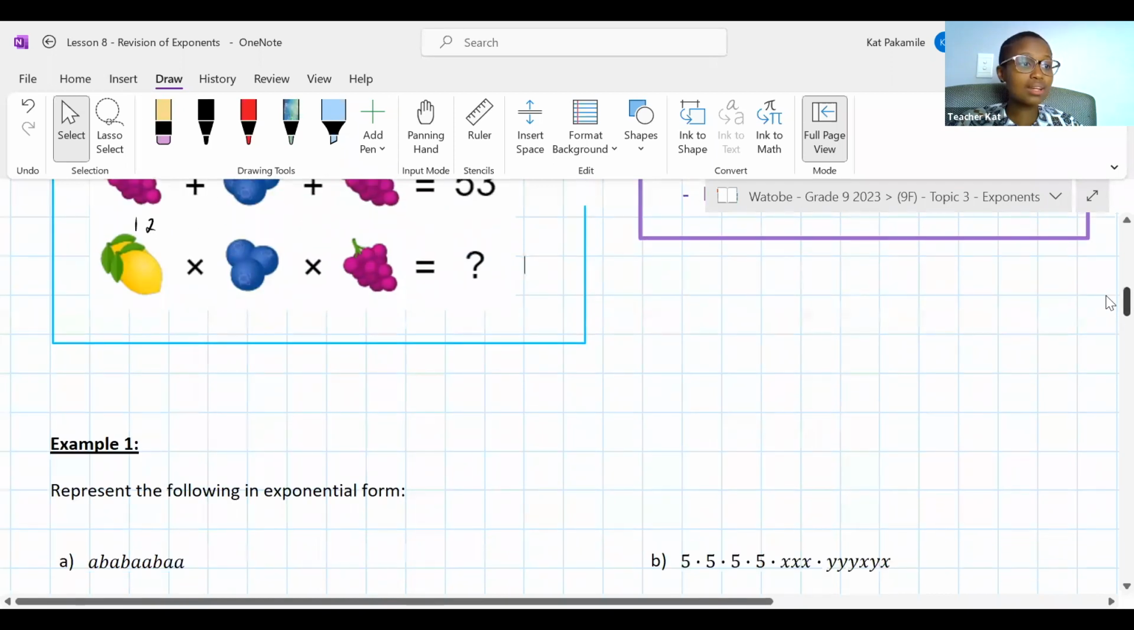Today what we're doing is we are just consolidating exponents. So we're doing the summary and revision of exponents, starting from the very basic exponents all the way to exponential equations, which is what we did on Monday.